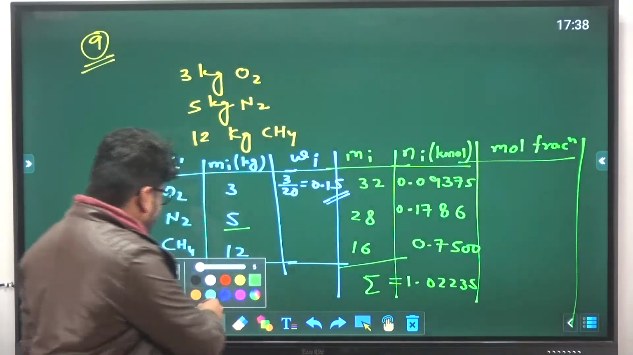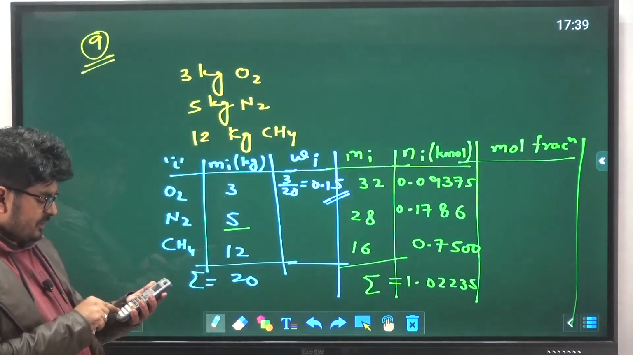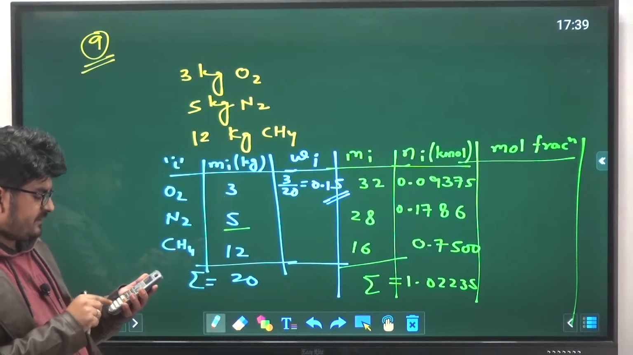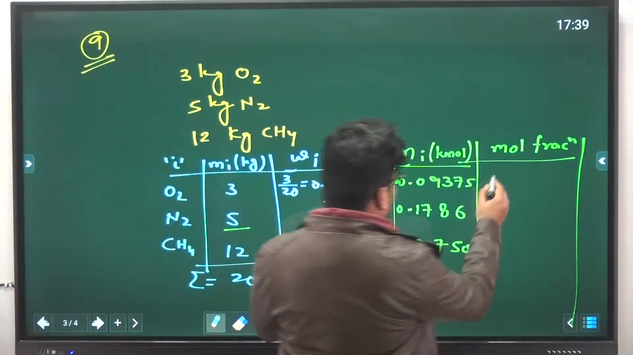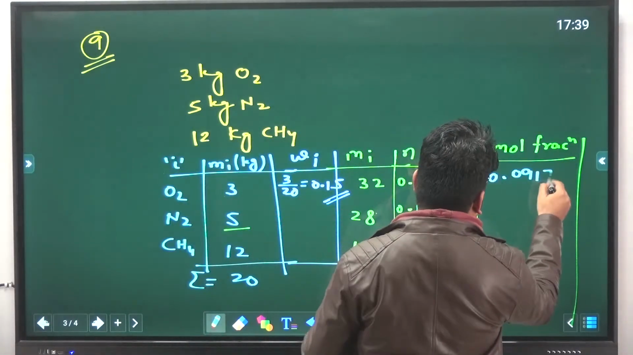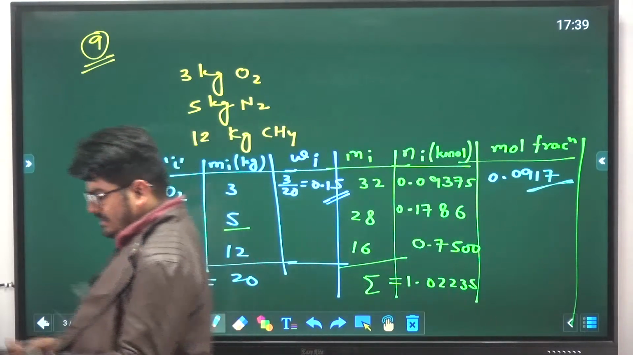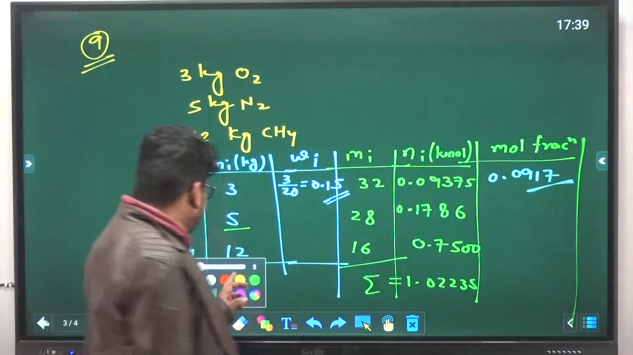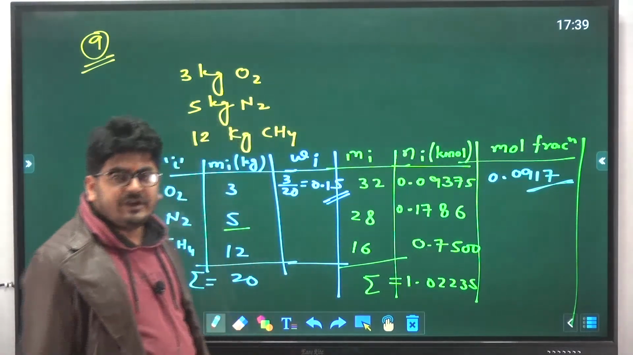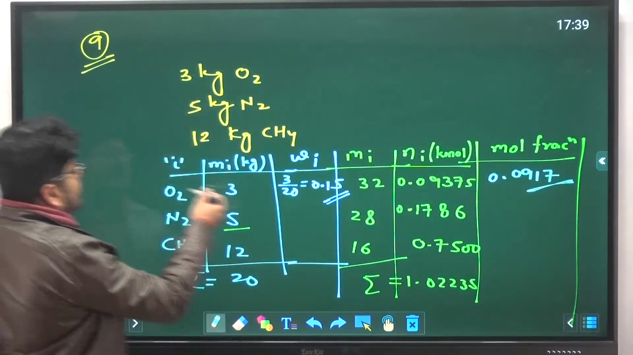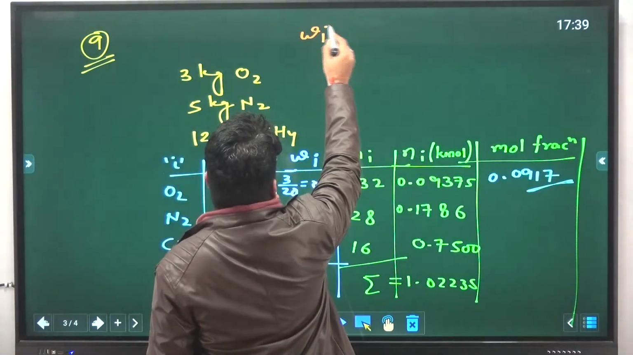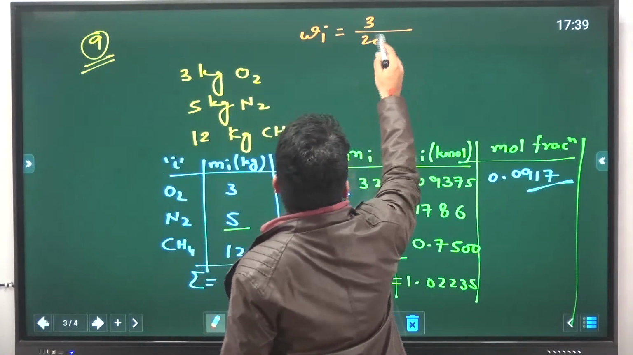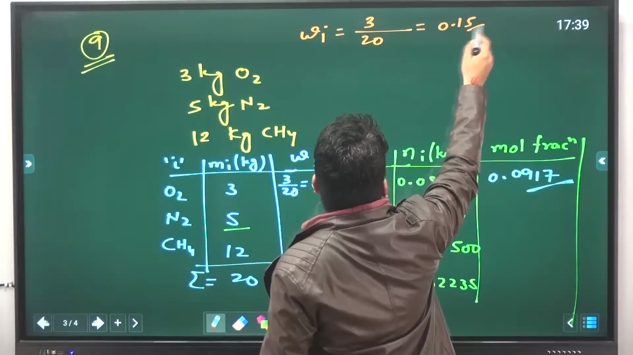So now you can calculate the mole fraction. That will be moles of component divided by total moles. So moles of component 0.09375 divided by total moles 1.02235, you will get 0.0917. That is your answer. This is one way by which you can do your calculations. Otherwise, there is another way by which you can directly calculate the answer. Here, if you see, mass fraction is mass of component divided by total mass. That is this, so it is 0.15.